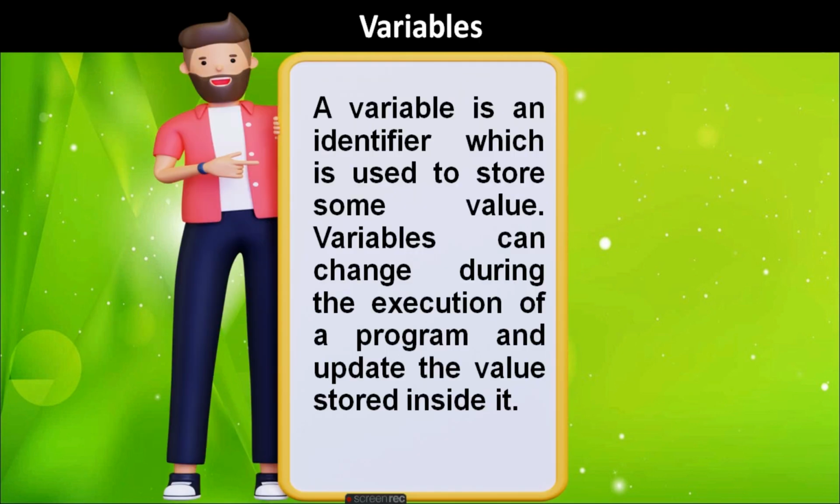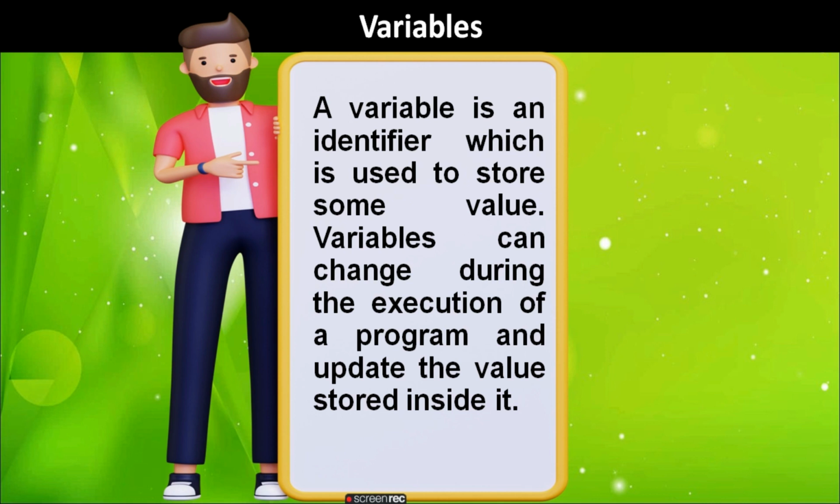After the data types, the next concept is variables. A variable is an identifier. In the previous video we studied identifiers in C tokens. An identifier is a variable which holds some value. So a variable is an identifier which is used to store some value, and these variables are also called identifiers.